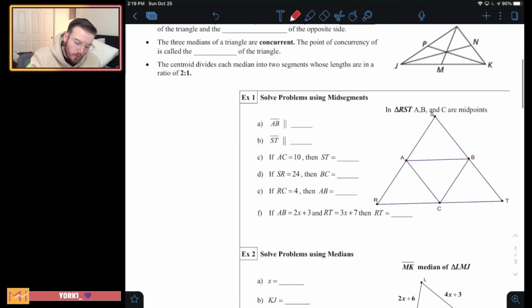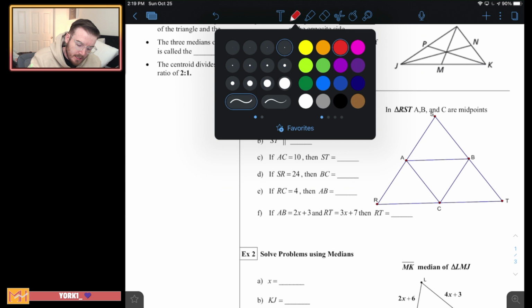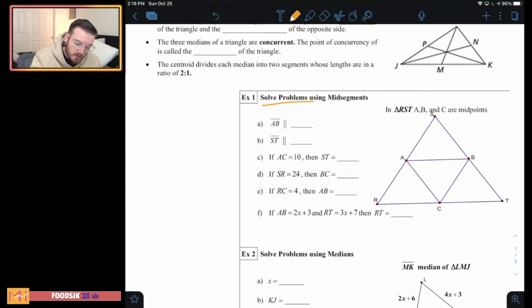This problem says solve these problems using the fact that these are midsegments. So I'm telling you that this segment right here is a midsegment, and that means that A is a midpoint of RS and C is a midpoint of RT. And what does it mean to be a midpoint? Well, that means that AR and AS are congruent. They're the exact same length. Okay?